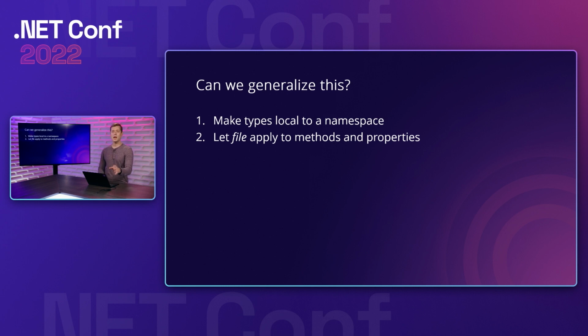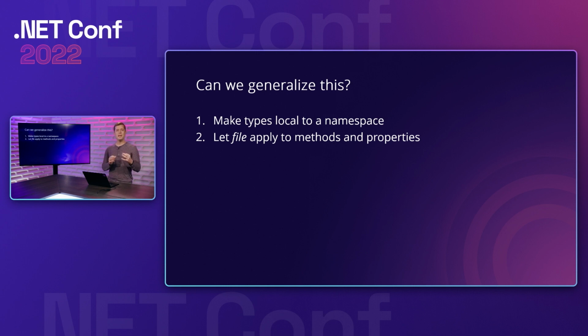What we spent a lot of time on, though, and what we're going to talk about here, is whether or not we should let file apply to methods and properties. Now, intuitively, this does probably seem valuable. Like if I want to make a type local to a file, maybe I want to make a member local to a file.